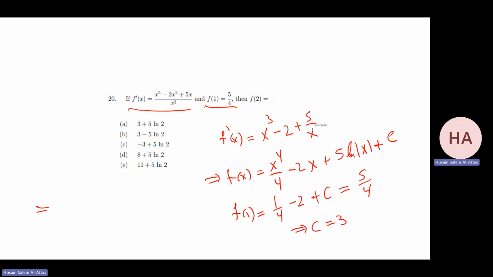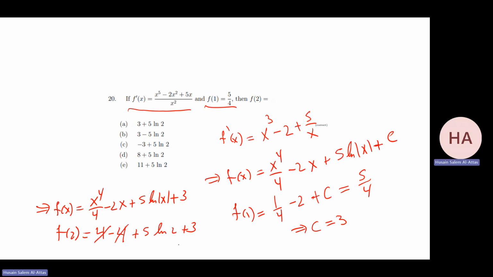So I have f of x will be x to the power 4 over 4 minus 2x plus 5 ln absolute value of x plus 3. f at 2, I have what? 16 over 4, that will be 4, minus 4, plus 5 ln 2 plus 3. Cancelled. So I have 3 plus 5 ln 2.